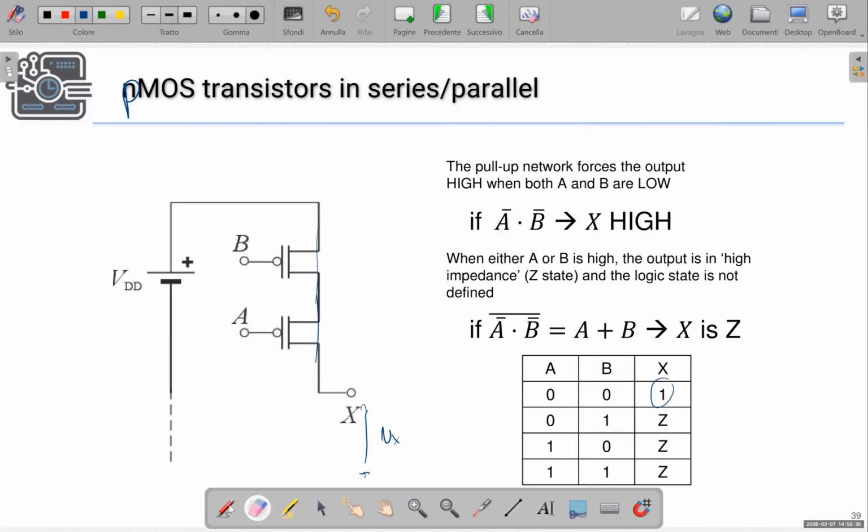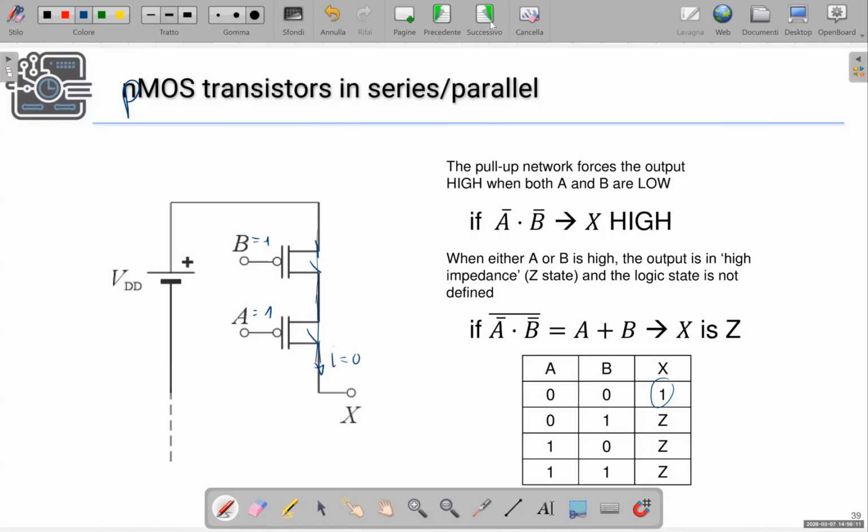In the other two possible cases, if either A or B is high, or both of them are high, the net current flowing through the pull-up network is 0, so the output node is disconnected from the positive of the supply. Since there is no other connection between the output node and the negative, the output node remains in a high impedance state.